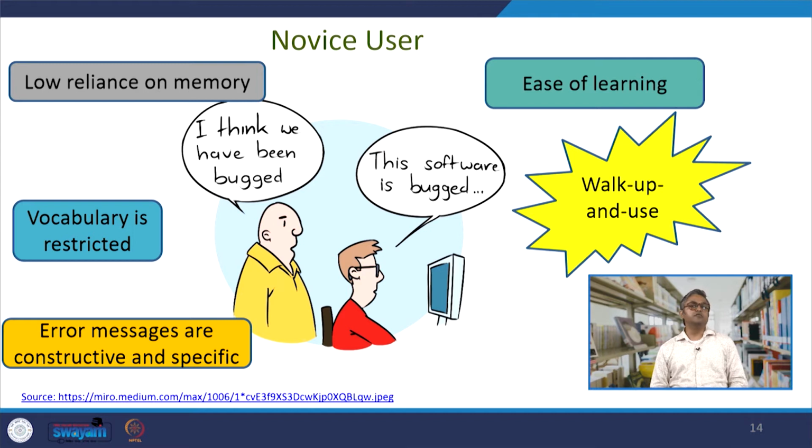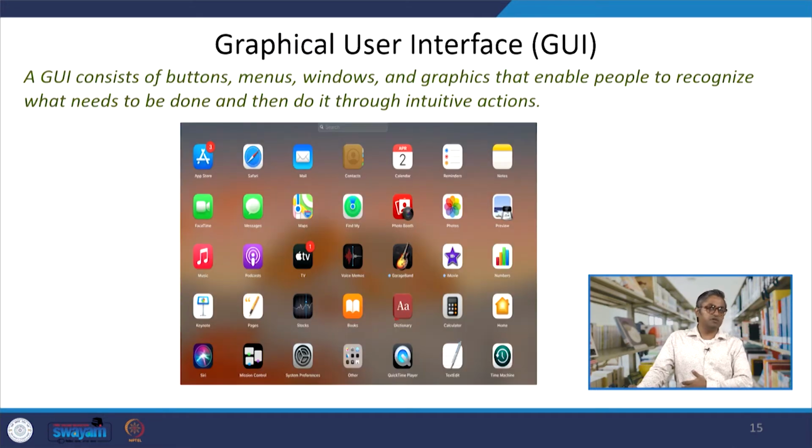What can be done? If the system is so easy to learn, you can just come forward and start using the system. And if you get stuck, the error messages should be there, which can be constructive and specific. They should be specific because the user's vocabulary is limited. They should be specific because he or she relies less on their memory. Now, how can we solve this problem?